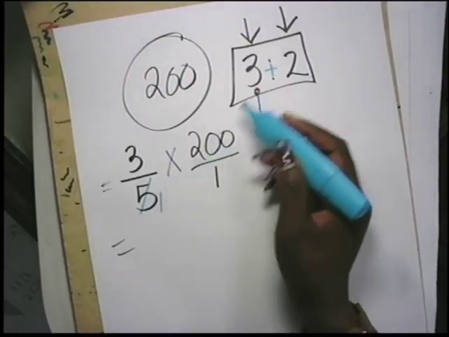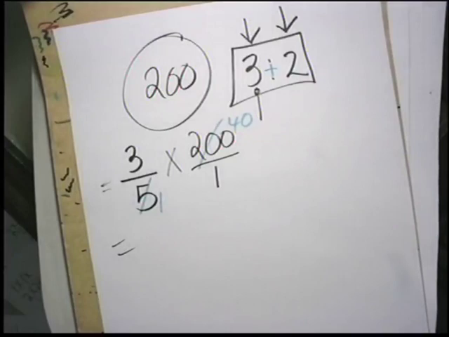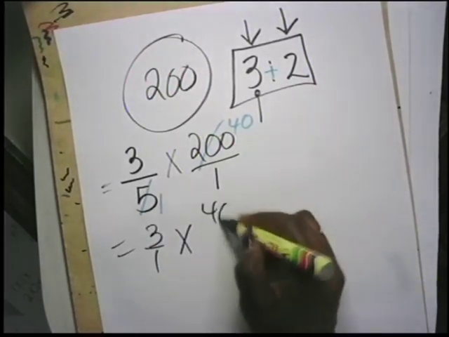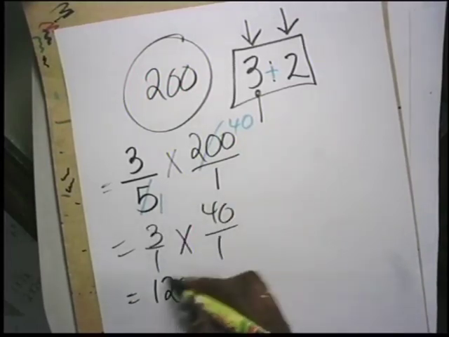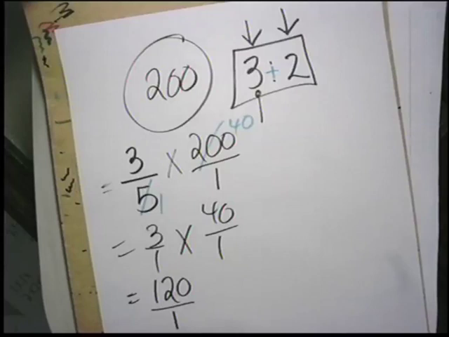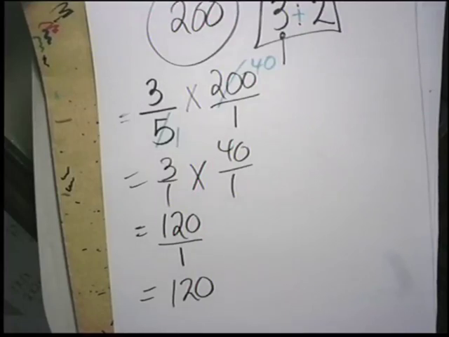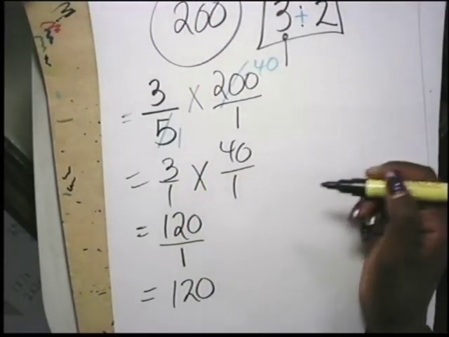5 goes into itself 1. 5 goes in here 40 times. Now our new numbers are 3 over 1 multiplied by 40 over 1. 3 times 40 is 120. 1 times 1 is 1. Any number out of 1 is that number. So my first answer is 120. Those are the 3 parts of the 200.